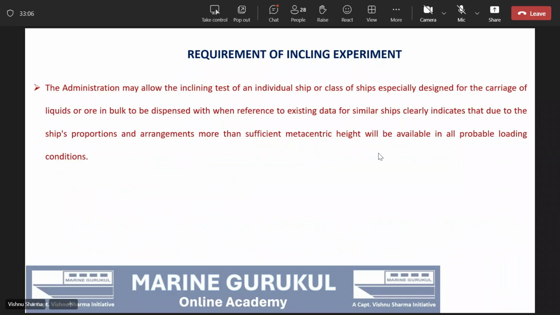Now, the administration may allow the inclining test of an individual ship or class of ships specially designed for carriage of liquids or ore in bulk to be dispensed with when reference to existing data of similar ships clearly indicates that due to the ship's proportions and arrangements, more than sufficient metacentric height will be available in all probable loading conditions. Now, guys, why is administration getting into it? Administration is getting into it because on KG the stability and the survivability of the ship depend. That's why administration is getting in.